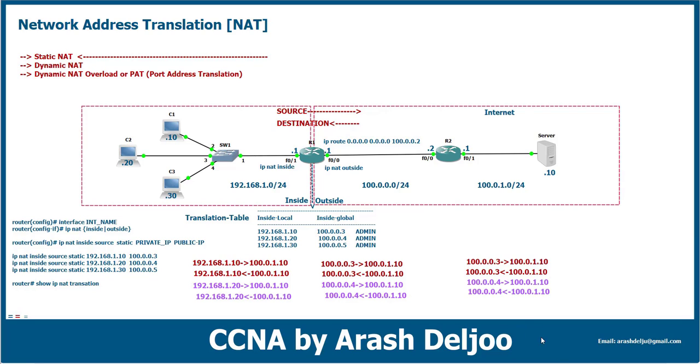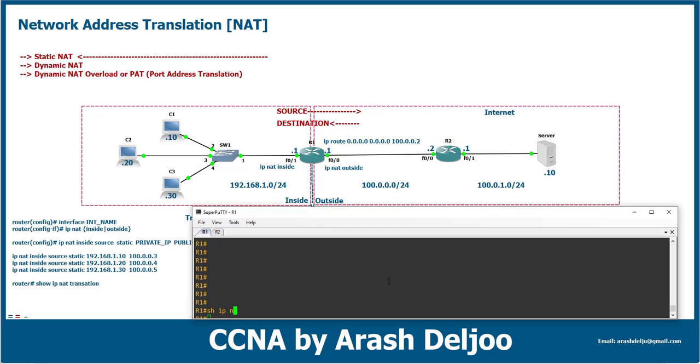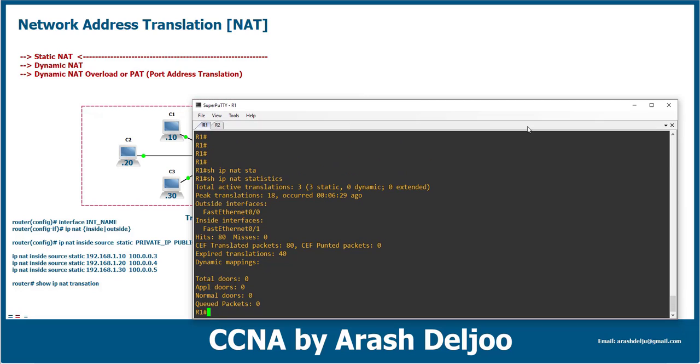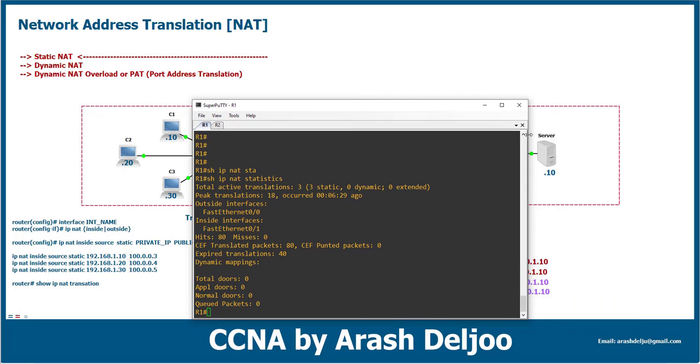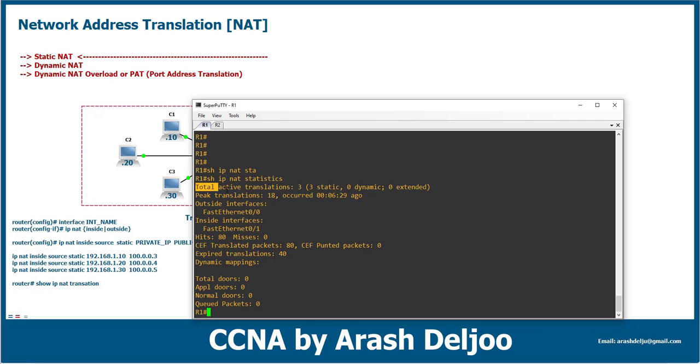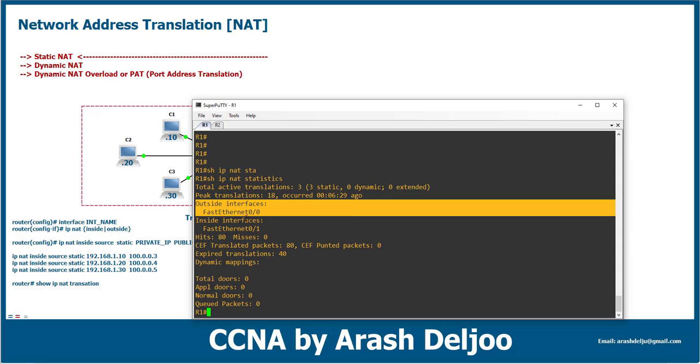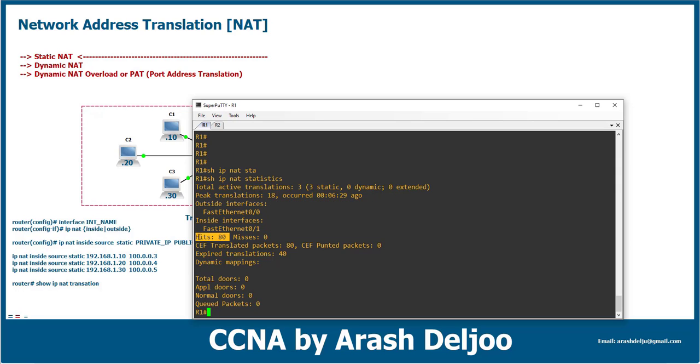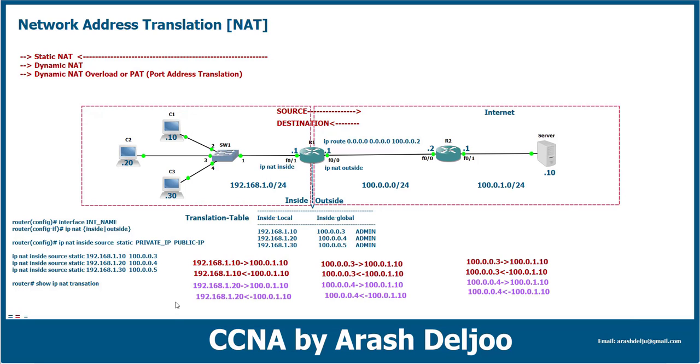The next command for verifying the function of NAT is show ip nat statistics. Show ip nat translations is one command, and show ip nat statistics is the next command for verifying the function of NAT. Total active translations now is 3. All of these 3 translations are static. We will learn about the dynamic in the next method. After that, here you can see the outside interface means ip nat outside, and then this is the inside interface. Here we can see the number of packets that match the NAT rule, and also some other useful information.